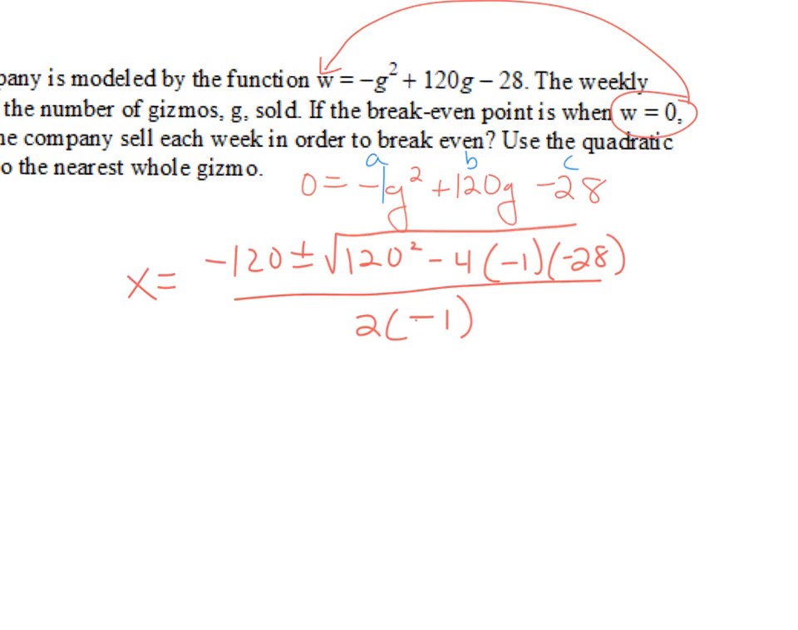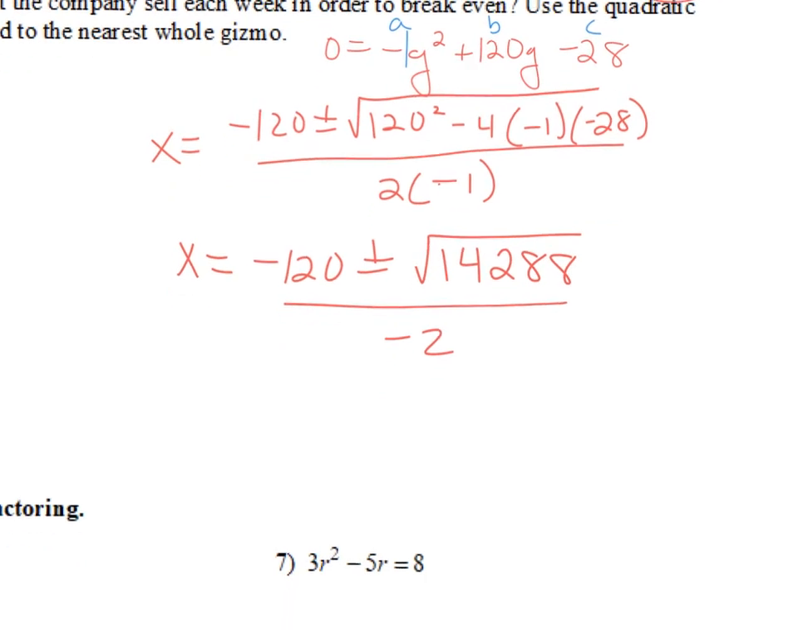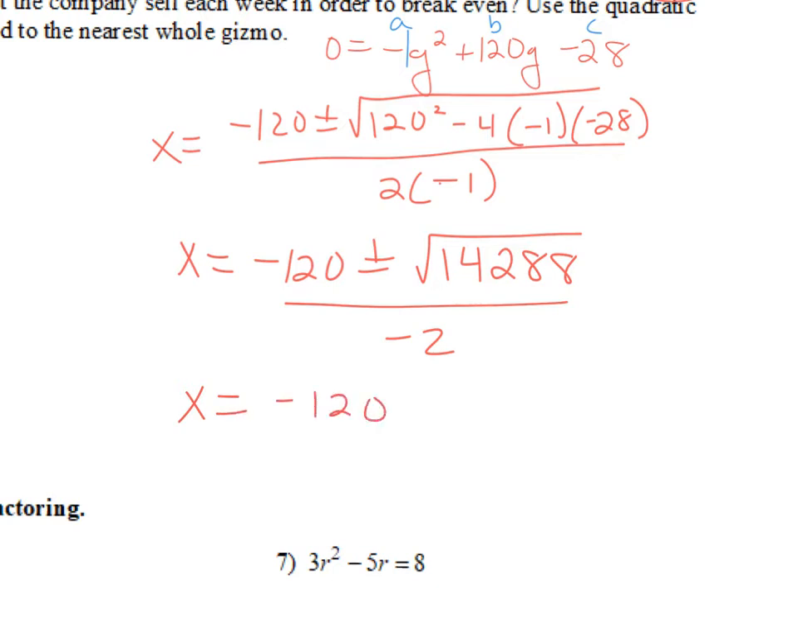All right, so let's type it in the calculator here. So 120 squared minus 4 times -1 times -28. Okay, and I got x equals -120 plus or minus the square root of 14,288 divided by -2. Okay, so now let's put that 14,288 in the calculator, and I've got x equals -120 plus or minus. Now in this case, this will be 119.5 divided by -2.